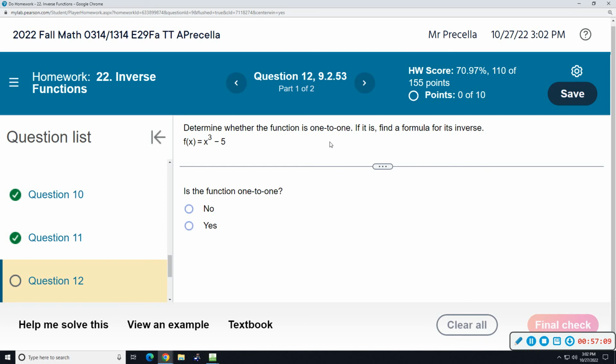Determine whether a function is 1-to-1. If it is, find a formula for its inverse. While I'm writing this problem down, y'all decide if it's 1-to-1. F of x is equal to x cubed minus 5. Is this function 1-to-1? What do y'all think?